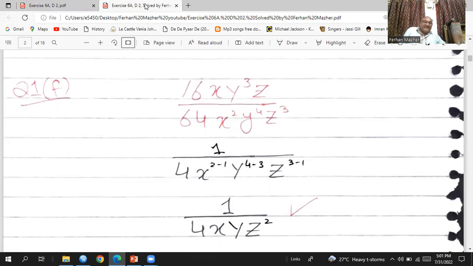The x's larger power was in the denominator. So in the denominator, I will write x raised to power 2 minus 1. And the y's larger power is also in the denominator. So in the denominator, I will write y raised to power 4 minus 3. The z's larger power is in the denominator. So in the denominator, I will write z raised to power 3 minus 1. So it will be 1 divided by 4x, y, and z squared. So this is how you will do question number 1, it's F part.